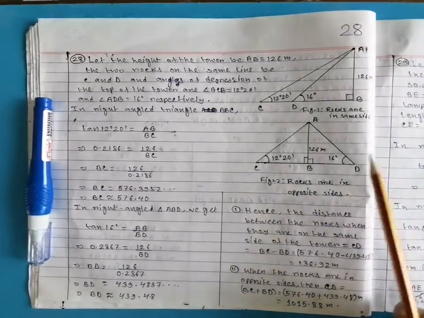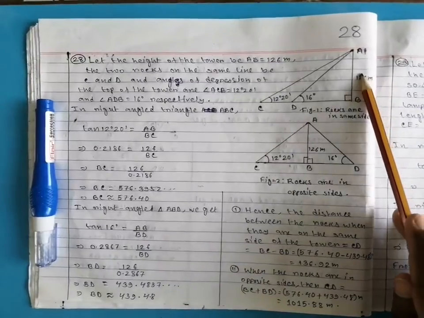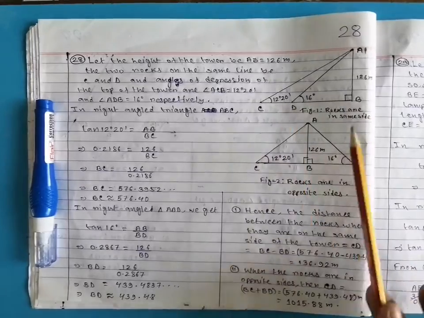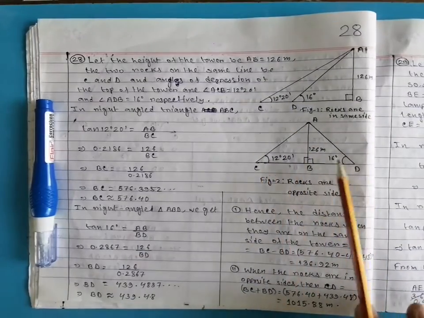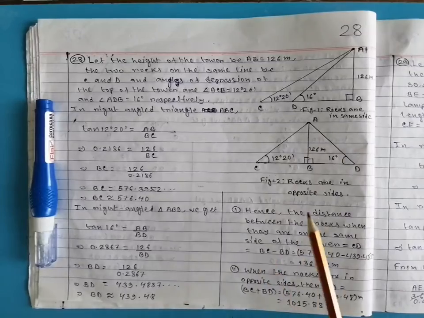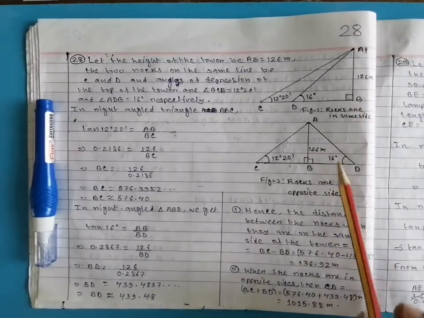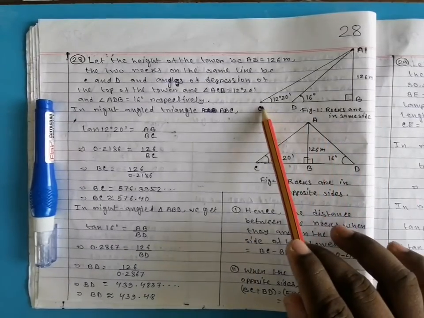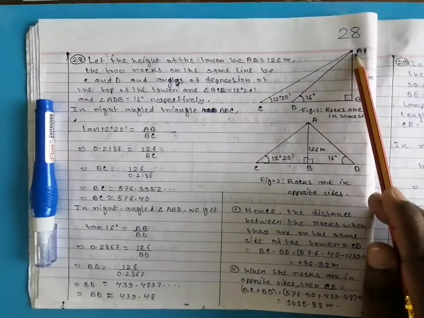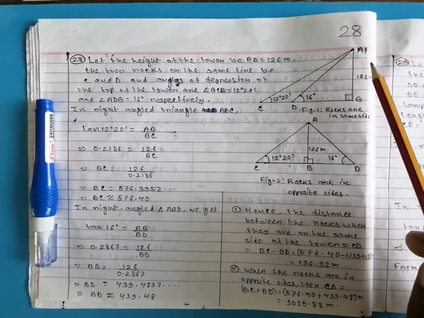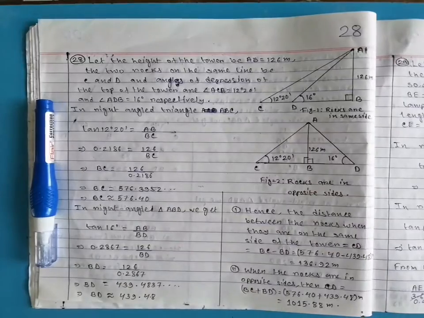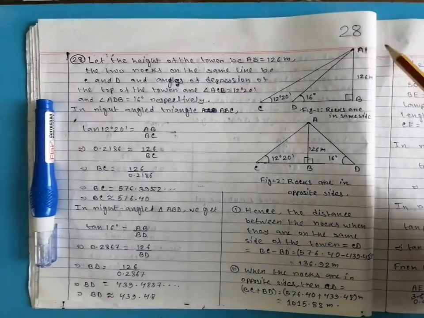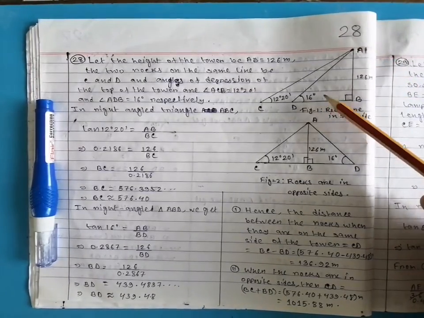Okay, AB is the tower. In the first case, these two rocks are on the same side. In the second case, these two rocks are on the opposite sides of the tower. Clear? So separately we will solve these two cases. It is given that from rock C the angle of elevation of the point A, the top of the tower, is 12 degree 20 minutes, and from the rock D the angle of elevation of the point A, the top of the tower, is 16 degree.